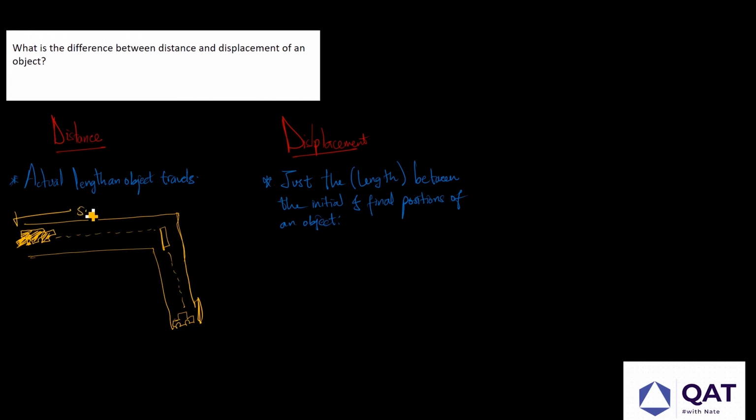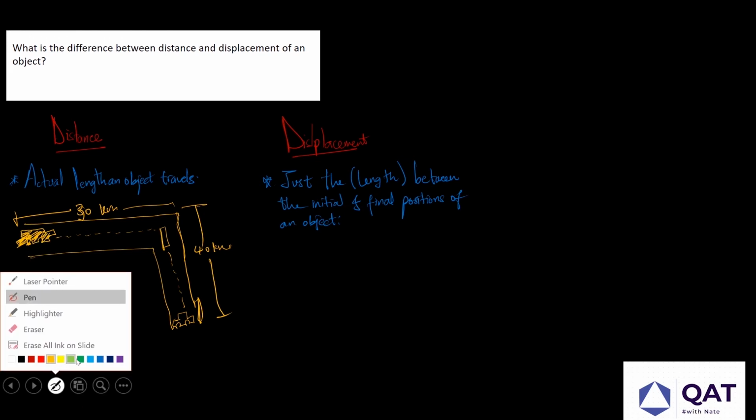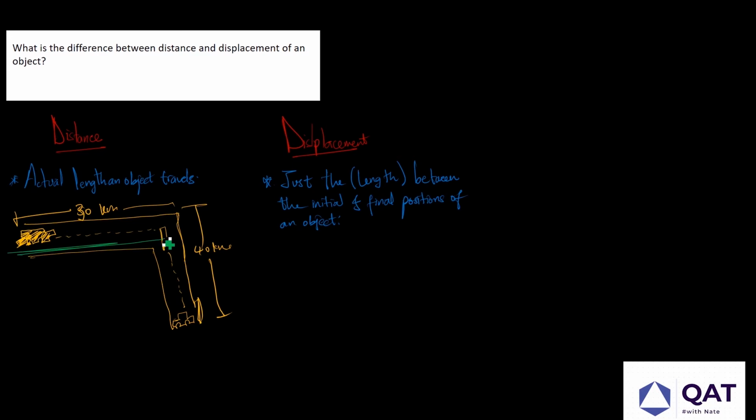This side is 30 kilometers, and let's say this side is 40 kilometers. If we are asked to find the distance, we just count all the distance that the car traveled. In this case, the car started from here, it traveled all these 30 kilometers, and again it traveled this 40 kilometers. So the distance the car traveled equals 30 kilometers plus 40 kilometers. The actual length that the car traveled is exactly 70 kilometers.